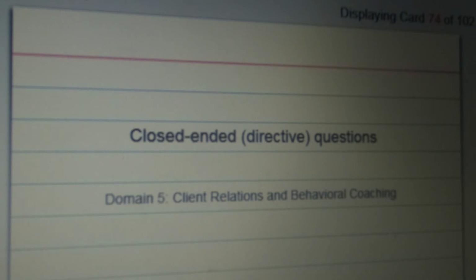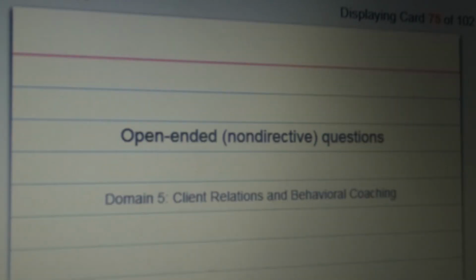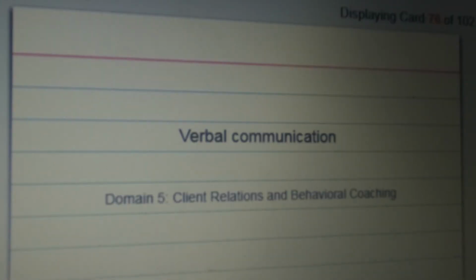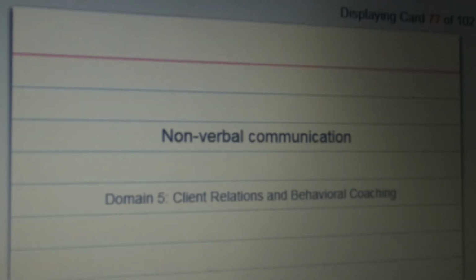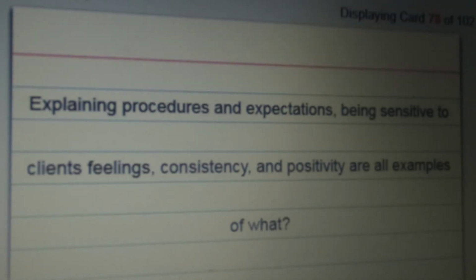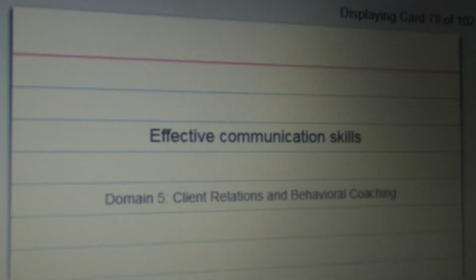Type of questions that can be answered with one word or a simple yes or no. Close-ended, directive questions. Questions that cannot be answered with a simple yes or no and allow clients to give more information. Open-ended, non-directive questions. Communication using spoken words. Verbal communication. What someone is thinking reflected in body language. Nonverbal communication.